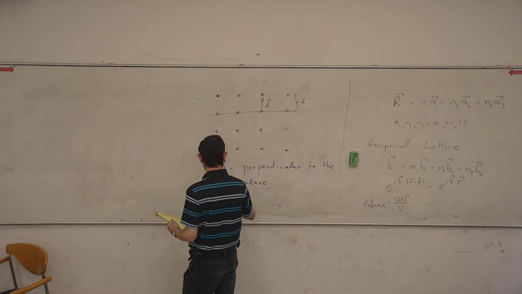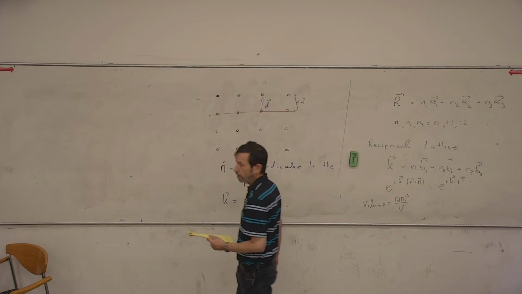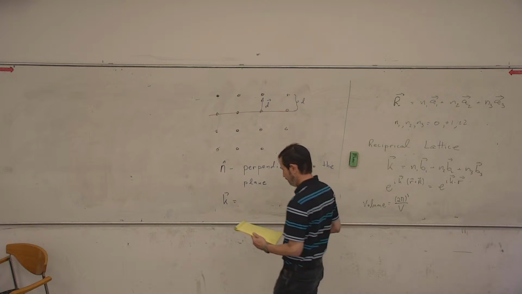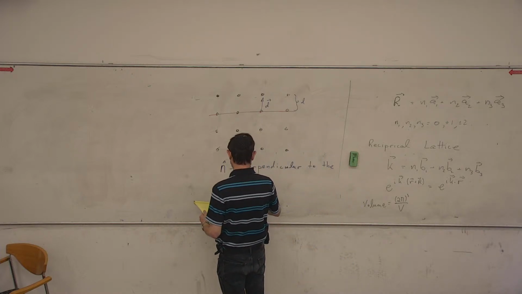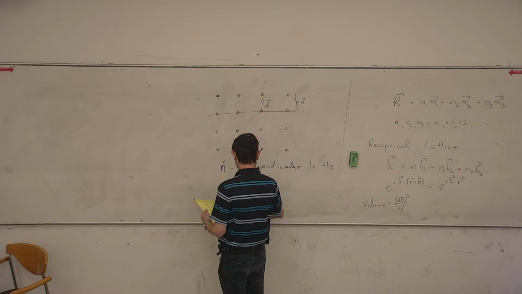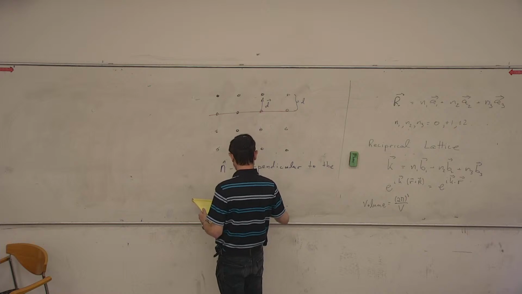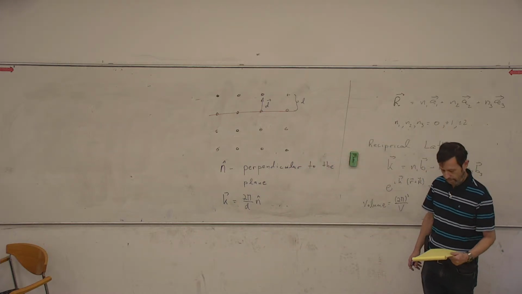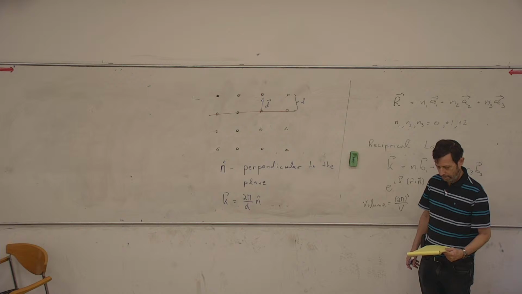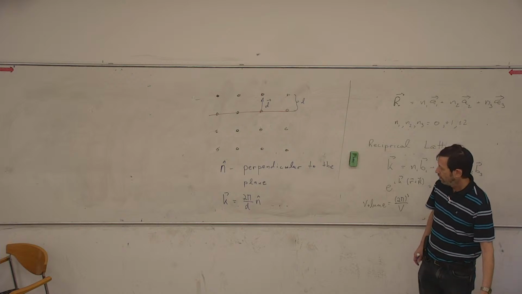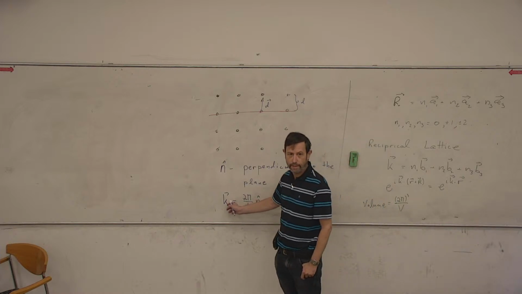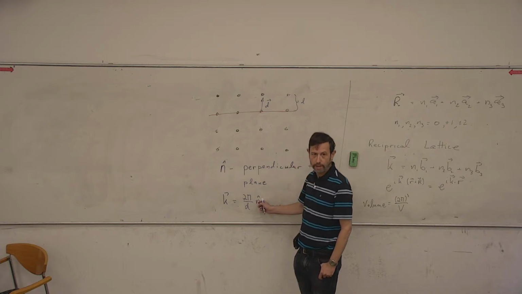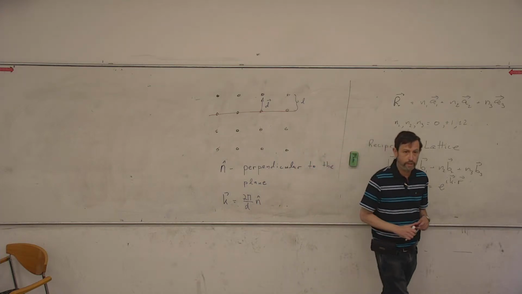My claim is: I have a reciprocal vector. K here is a reciprocal vector. So how do I prove that 2 pi over d times n perpendicular is a reciprocal vector?